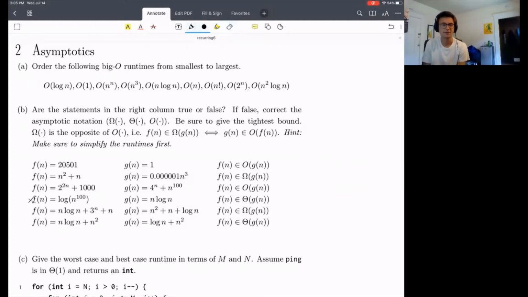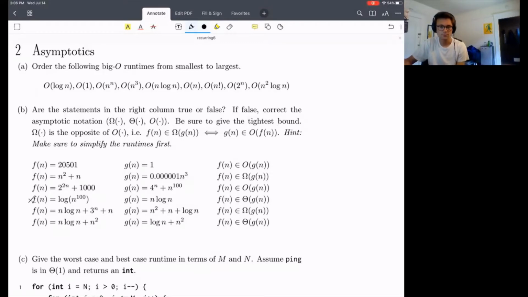Okay, so let's talk a little bit about runtime before we actually address this problem, because you might look at this problem and have no idea what it even wants you to do. So basically, it's asking you if these statements are true or false. If they are false, you should correct them. Another thing to note here is we are always looking for the tightest bound, but you might not even know what this is asking, what this notation means, what a tightest bound is.